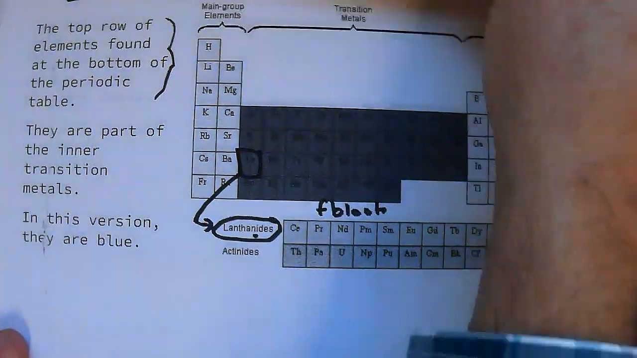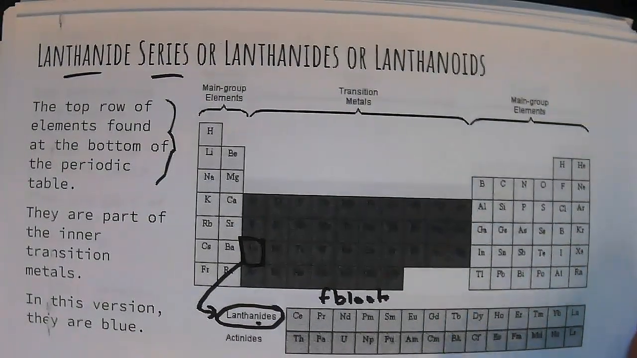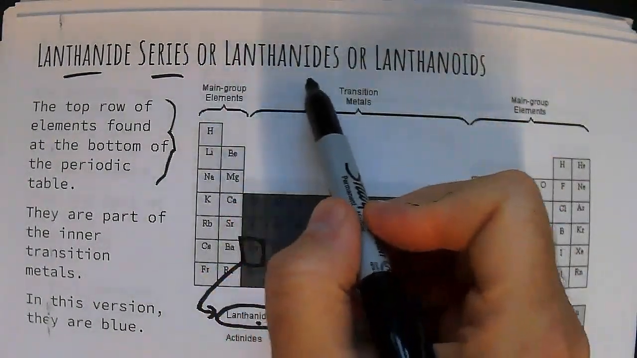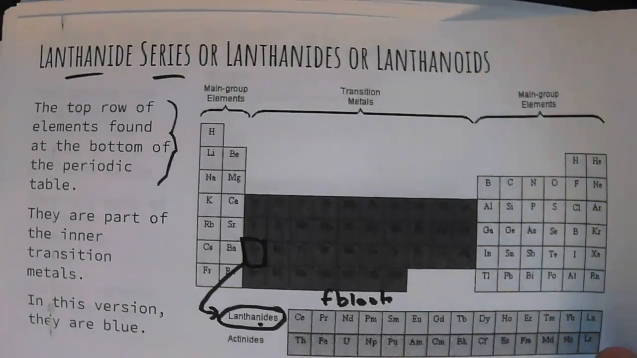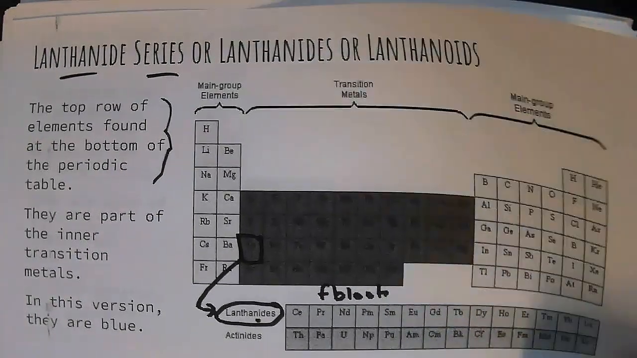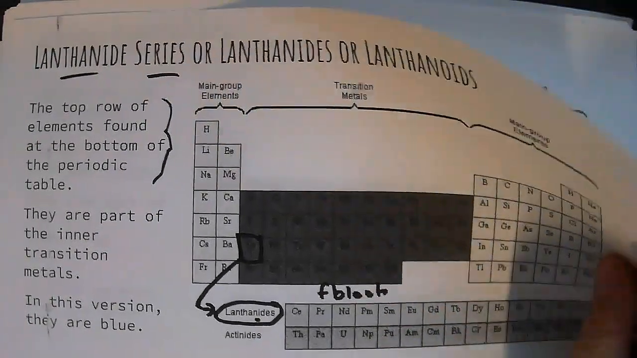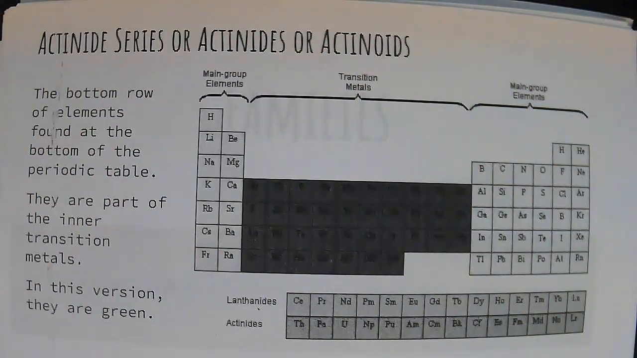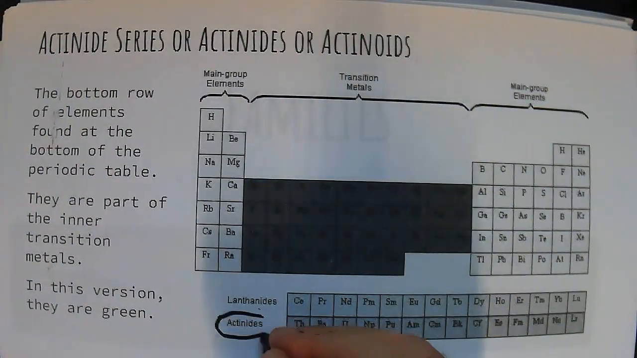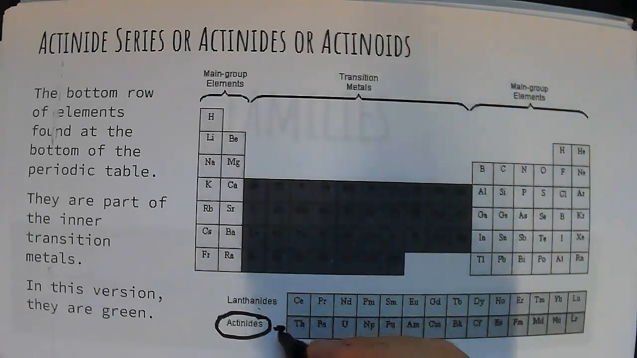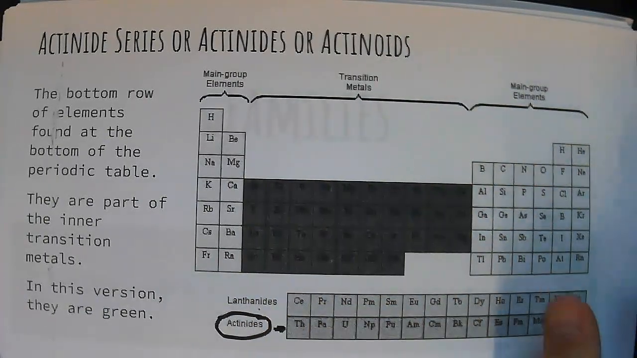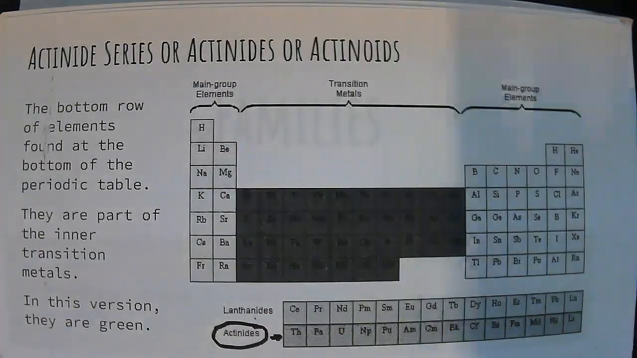So that's the lanthanide series, or sometimes they're called the lanthanides or just the lanthanoids. Depends on how you were taught and who taught you and where you were taught. Okay. So similarly, the actinides are the bottom row of the periodic table. They're part of the inner transition metals, the F block.